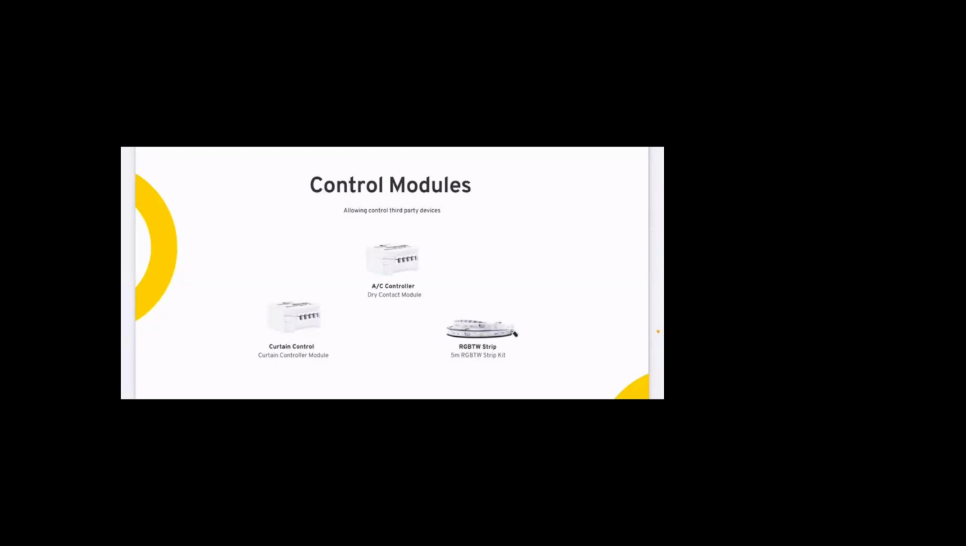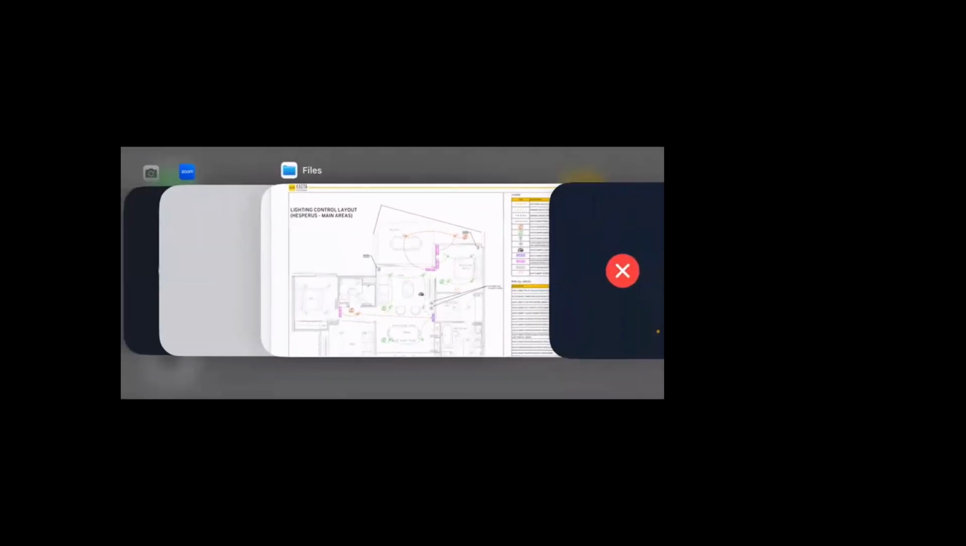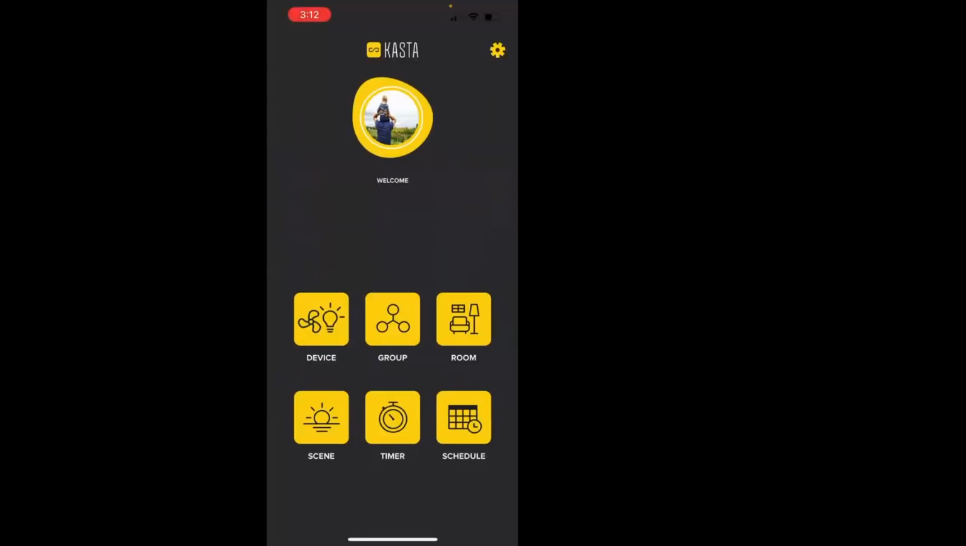So moving on from there, we'll be referring to this document throughout the webinar, but now we'll start to onboard and create a mesh for this particular home. So we first download the KASTA app. That's free to download from Google Play or Apple Store.